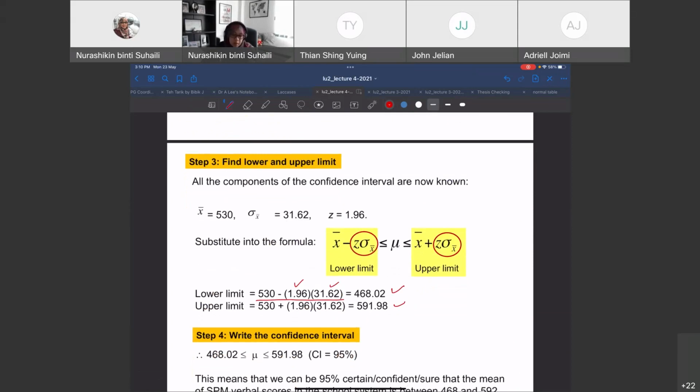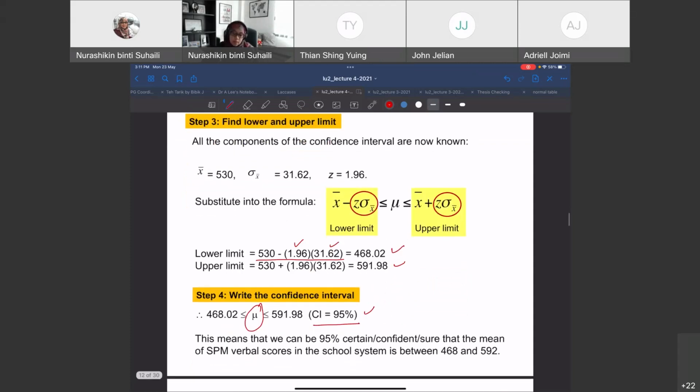And then how do you write the confidence interval? Just leave it as it is. The symbol mu, the population mean, is between 468.02 and 591.98 on the basis of a confidence interval of 95%. So that is the answer. What does it mean? If we relate back to the problem, which is about the SPM scores, the score is between this and this.